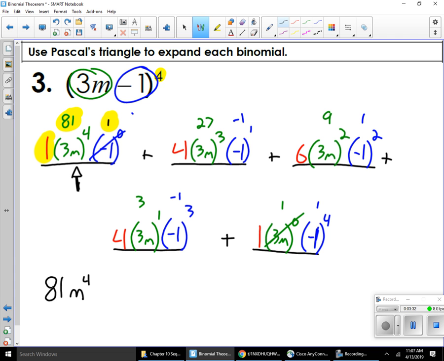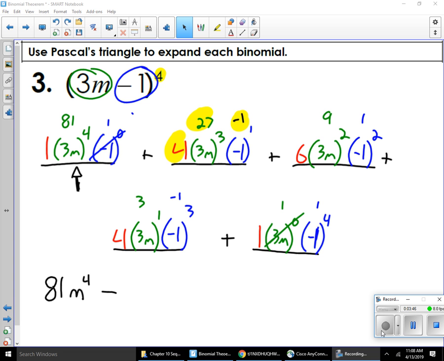Moving down the line, kind of drag all of these at once. Moving down the line, note that now there's a negative 1 in there. So I will have a minus that second term, which is 4 times 27. It's 108. Next term, we have a 6, a 9, and a positive 1. So that will be 6 times 9, which is 54.